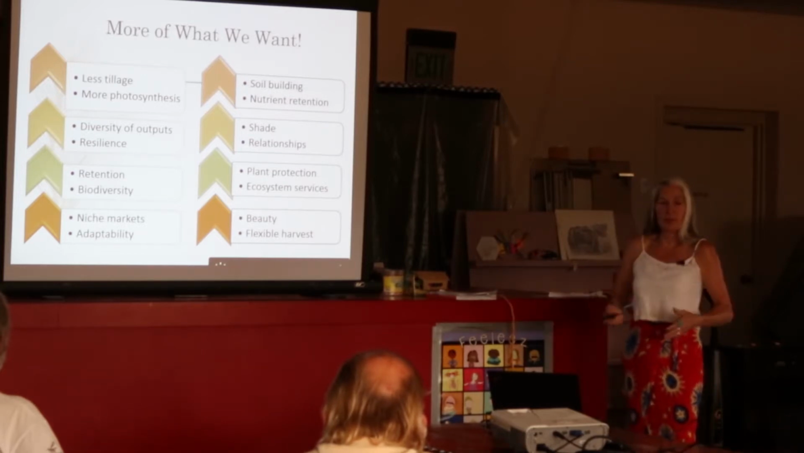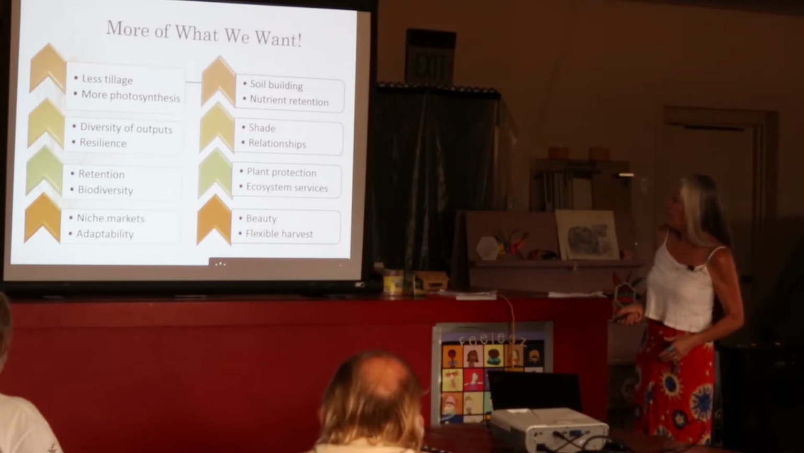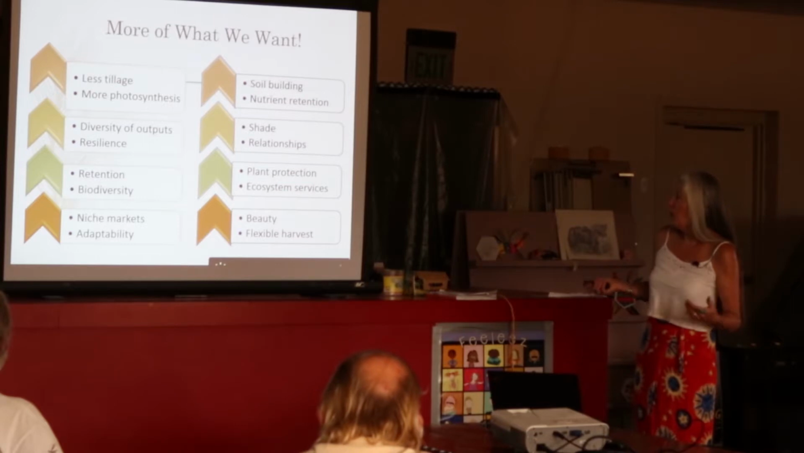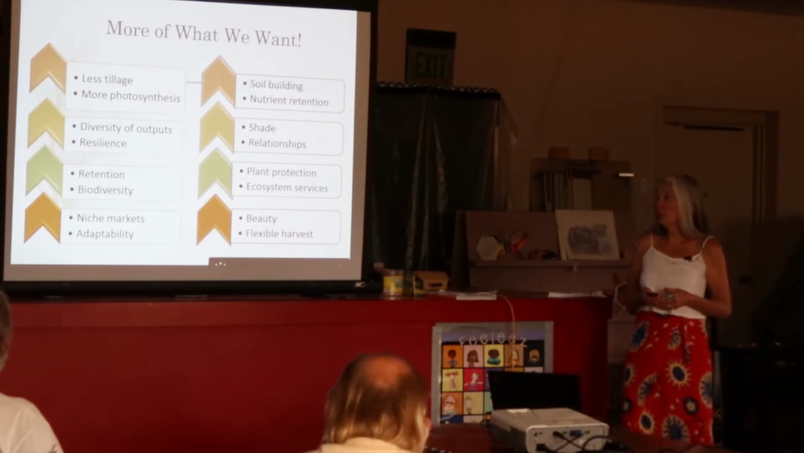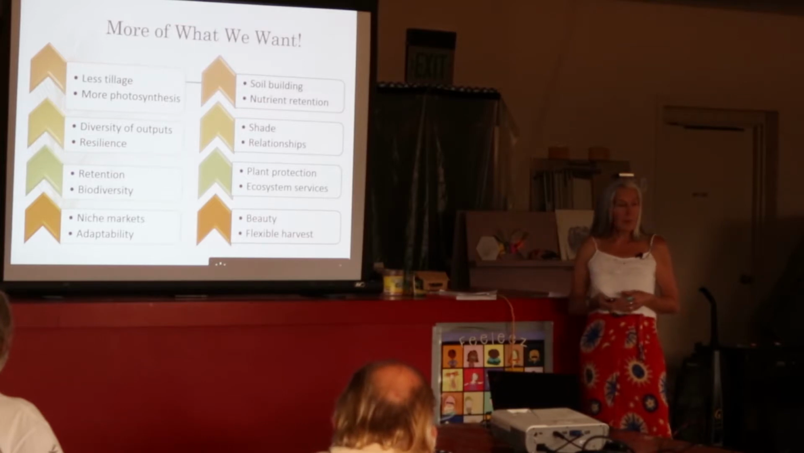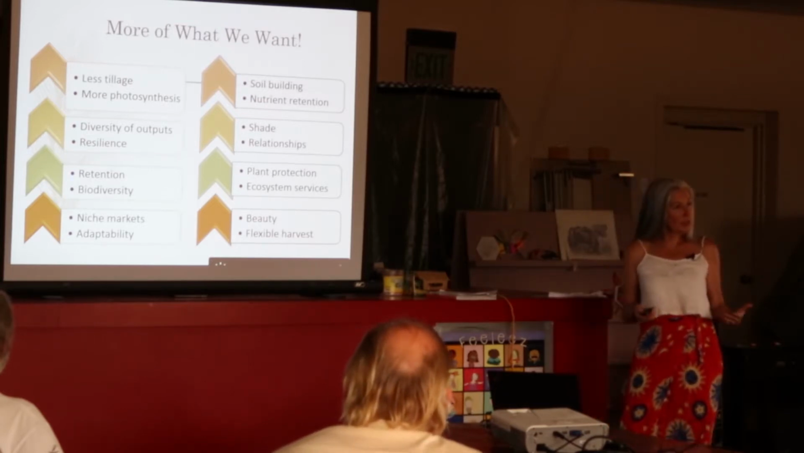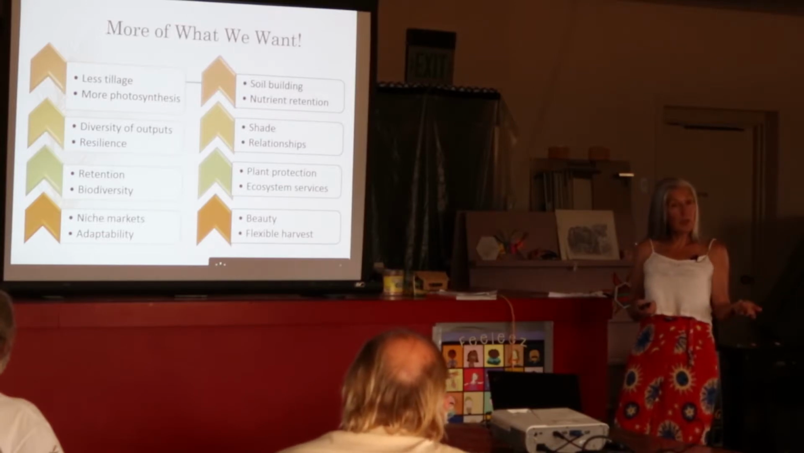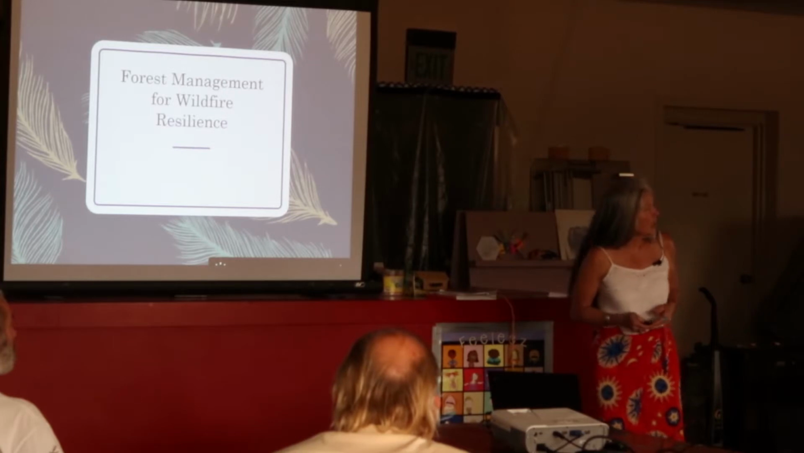More of what we want: less tillage, more photosynthesis, diversity of outputs, and I'm not even sure I have beauty in there too, but I do. Flexible harvest, plant protection, all these wonderful things we learn as permies that are all outputs from agroforestry type production and also from building the soil and retaining moisture in the soil. So let's dive in real quickly here.